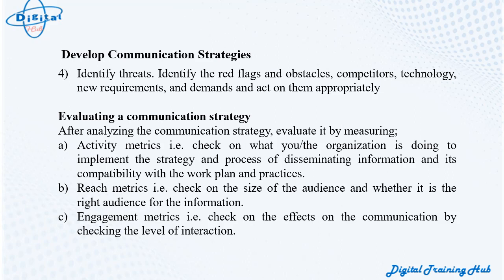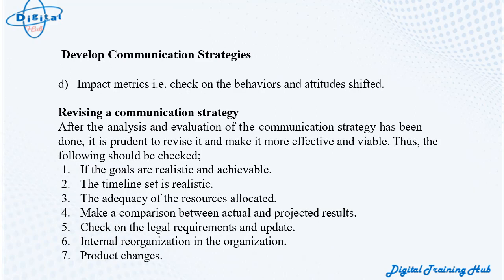Evaluating a communication strategy. After analyzing the communication strategy, evaluate it by measuring activity metrics, i.e. check on what the organization is doing to implement the strategy and process of disseminating information and its compatibility with the work plan and practices. Reach metrics, i.e. check on the size of the audience and whether it is the right audience for the information. Engagement metrics, i.e. check on the effects of the communication by checking the level of interaction. Impact metrics, i.e. check on the behaviors and attitudes shifted.